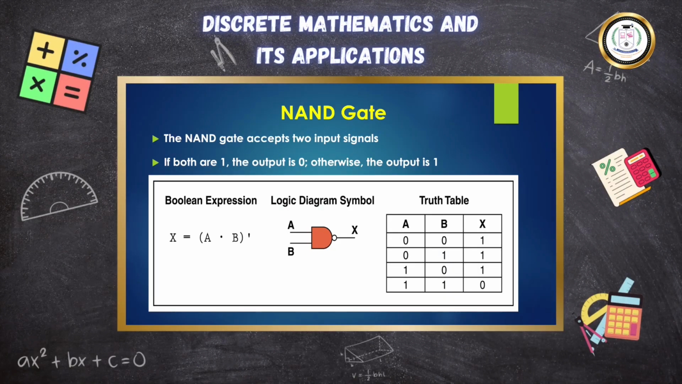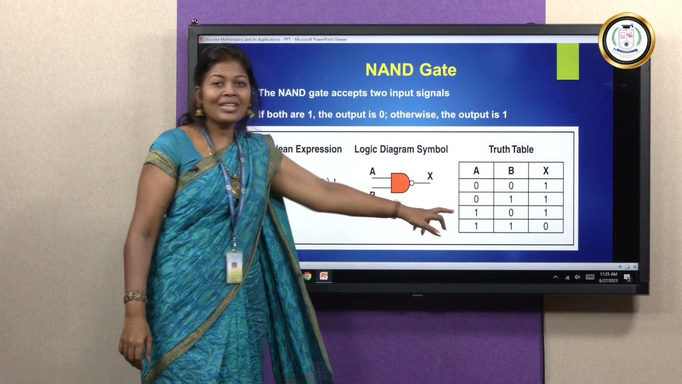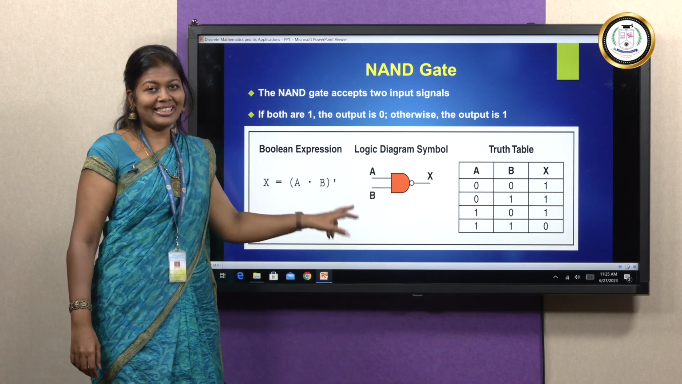We also have the NAND gate, which is basically NOT of AND. You know how the AND gate behaves. This is NOT of AND. So that's the truth table for you. And this is the symbol that is used to represent the NAND gate.